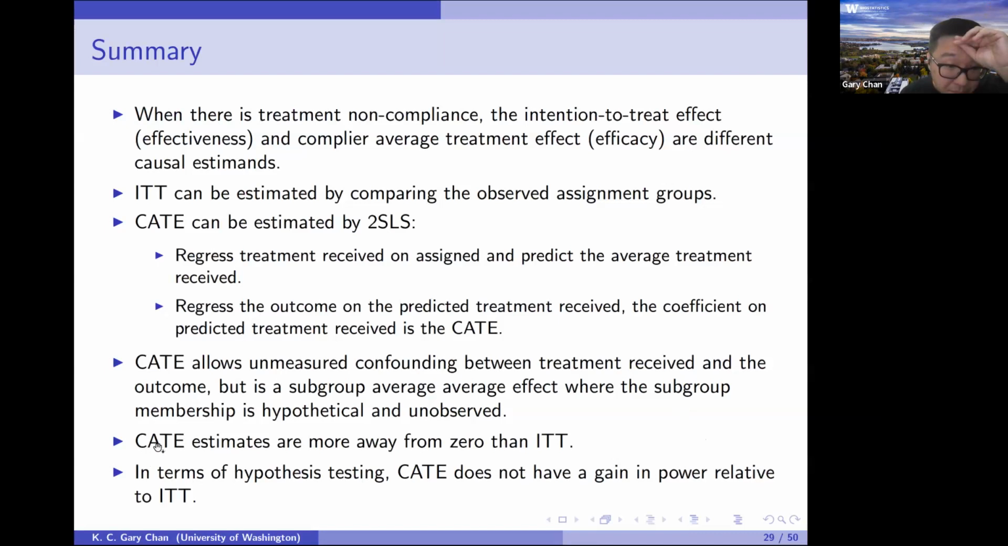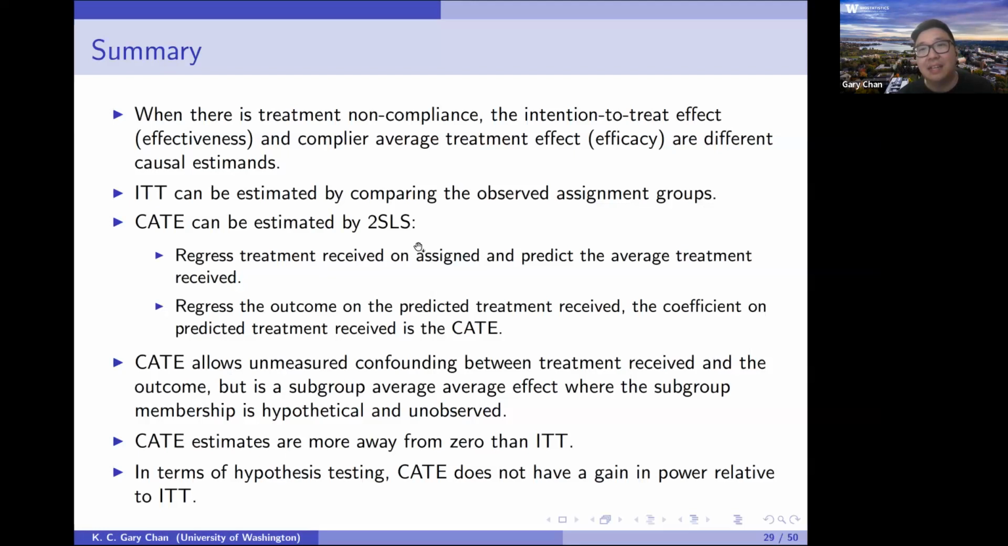These complier average treatment effect estimates are further away from zero than the ITT, but they are in the same direction. But in terms of hypothesis testing, the CACE actually does not have a gain in power relative to ITT. This is because even though CACE estimates are further away from zero, their variance is also bigger, usually scaled roughly the same way. So in terms of hypothesis testing, you usually get consistent p values, but you don't get any gain. The estimate is bigger, but the variance is also bigger, so the effective effect size stays about the same.